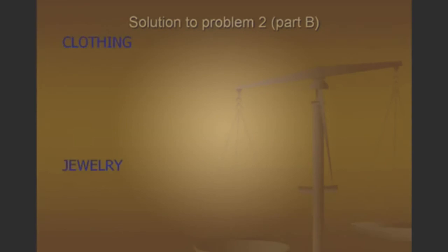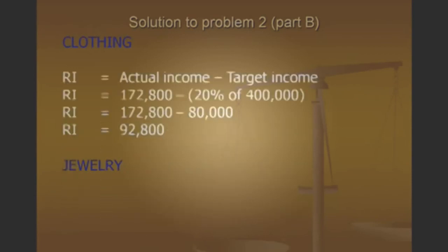Now, let's figure out the residual income again. Here is the formula. Clothing and jewelry. Let's do clothing first. Residual income is actual income minus target. When I say income, I mean profit. 172,800 minus target. We decided the rate is 20% of average assets of 400,000. So the target was 80,000. The actual was 172,800. So the residual income is 92,800.